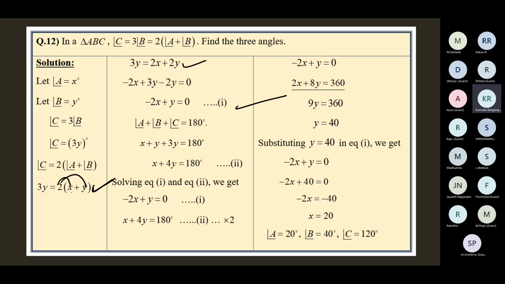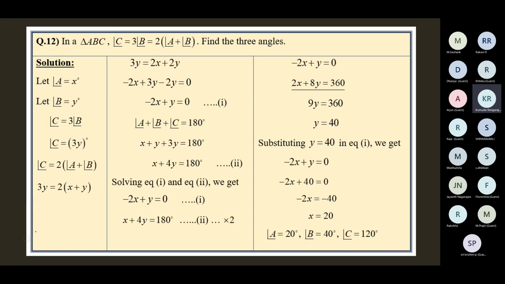Now the other one is the sum of the three angles is equal to 180. Using this, we get one equation. It's a continuation, children. When you open the bracket, 2x, 2y. So this is the first equation. And then, as we understood, the default equation is angle A plus B plus C is 180. So A is x, B is y, and C is 3y. So x plus y plus 3y is equal to 180, so x plus 4y is equal to 180. So these are the two equations.